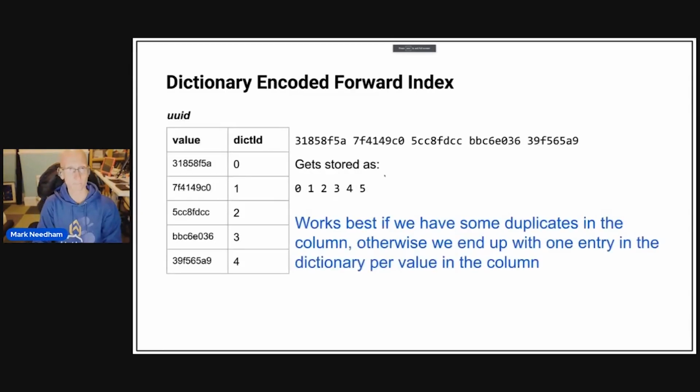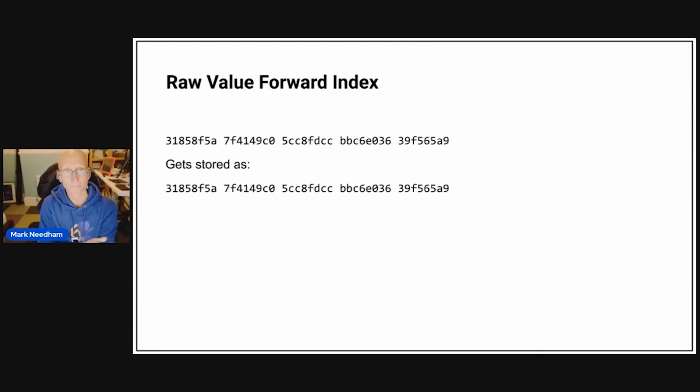I'm just going to come back to here again. Okay, so in the case where you've got really unique values, UID being one of them, you're sometimes better using a raw value forward index instead. That basically just skips the dictionary step and just stores the raw values. Now, obviously, if you have some duplicates, maybe not so good because you're storing redundant data.